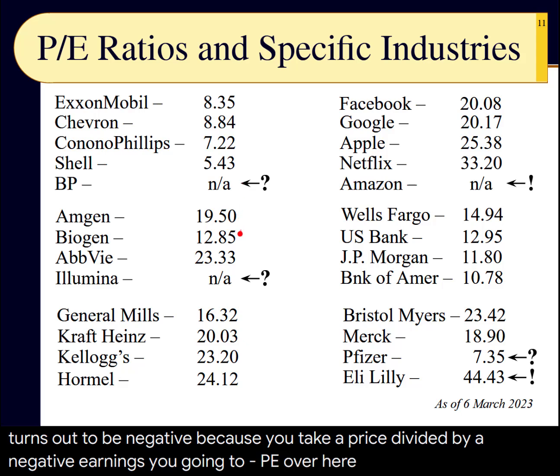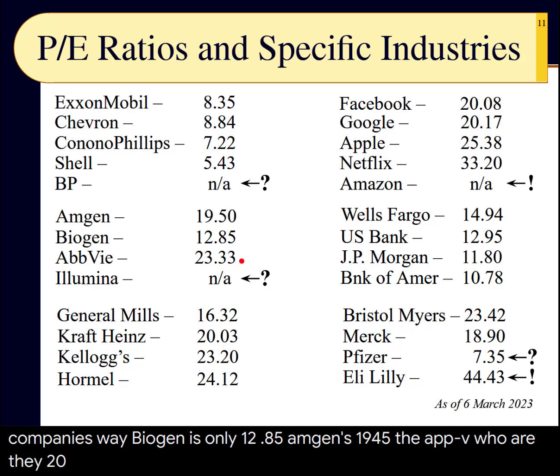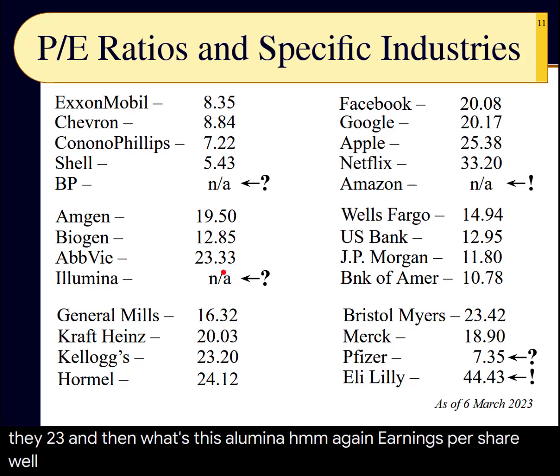Over here, we see that among the biotech companies, Biogen is only 12.85, Amgen's 19.5, AbbVie 23, and then what's this, Illumina? Again, swung to a negative earnings per share. Well, just last year, they were around 60.